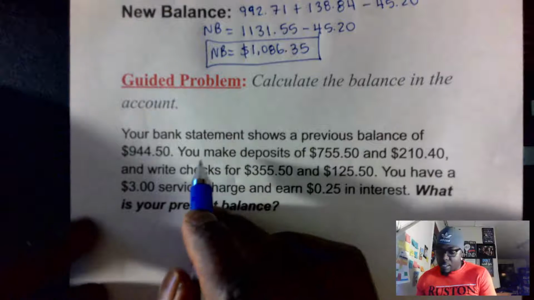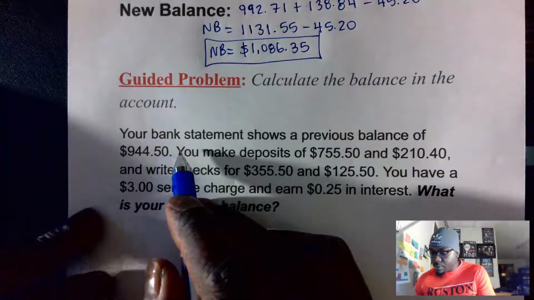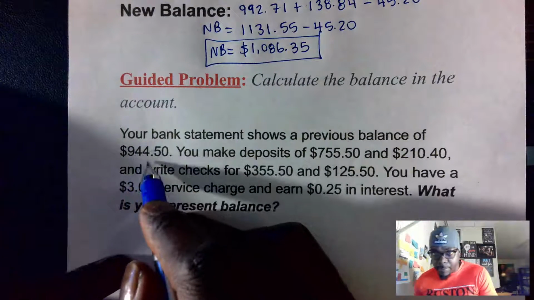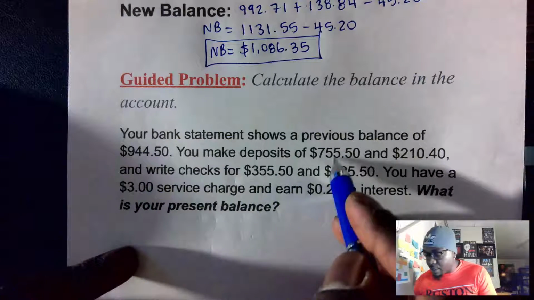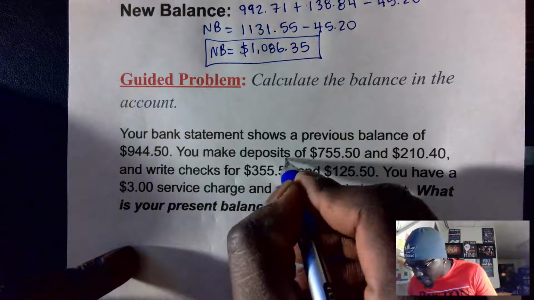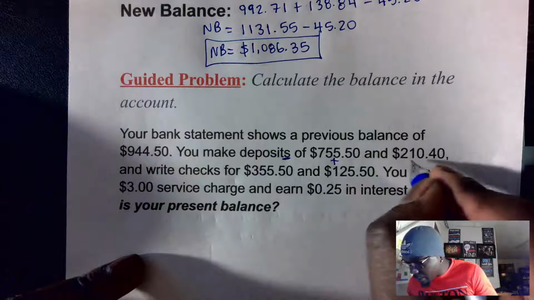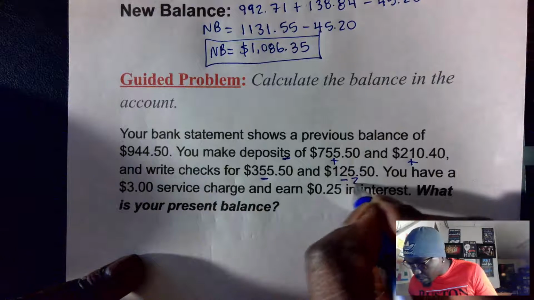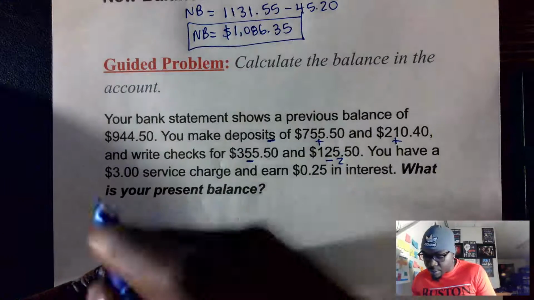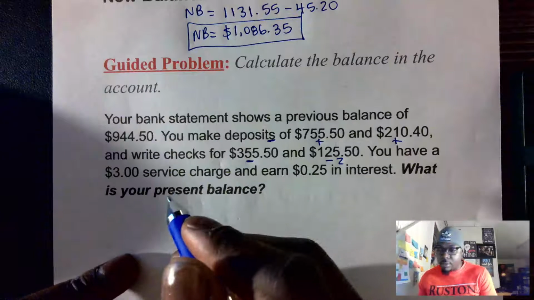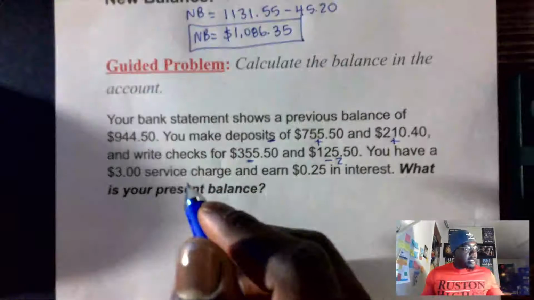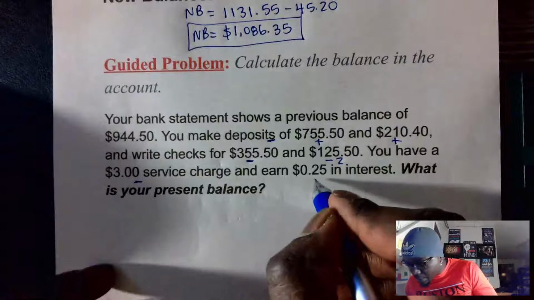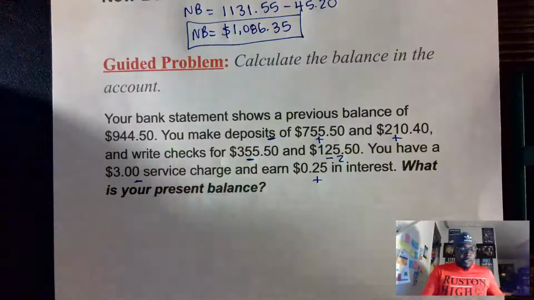All right, so for the last example here, the bank statement shows a previous balance of 944.50, and you make a deposit. So you make deposits. So the key word here is deposit. So that means I'm adding, right? You write checks. So that means I'm subtracting. You have a service charge. A service charge means they're going to take that amount out of your account. So here we're subtracting again. And the interest earned, that means I'm adding.